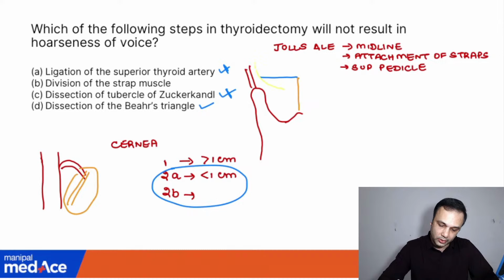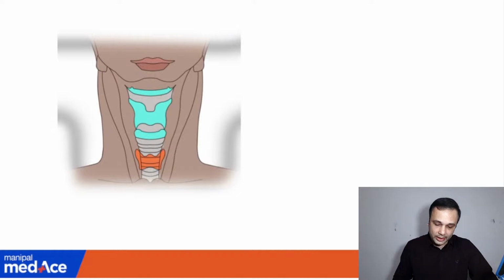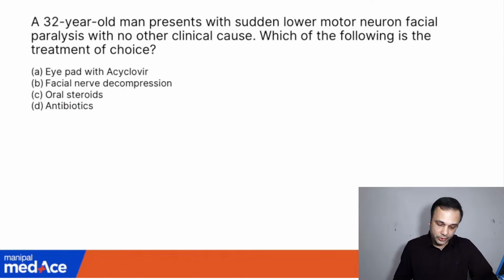So this option also goes away. Division of strap muscles may produce a certain variation, but it will not produce a hoarseness of voice. So this would be the right answer, right? So that is about the first multiple choice question.